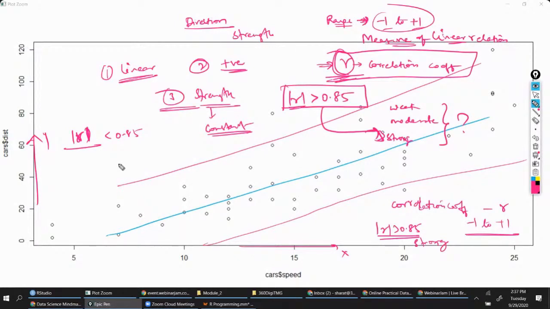Okay, but till what level can we consider this as moderate? The best practice says 0.5 to 0.85. Anything below 0.5 is considered weak. Between 0.5 and 0.85, we consider that as moderate. Anything greater than 0.85 is strong. These are only thumb rules, friends. It's not fixed. Only thumb rules. Okay?